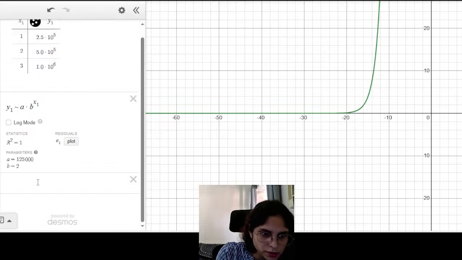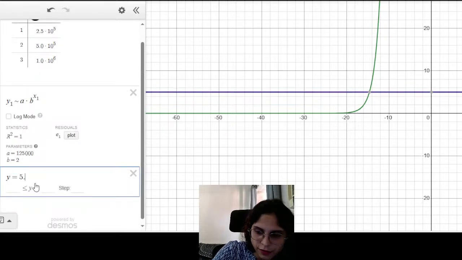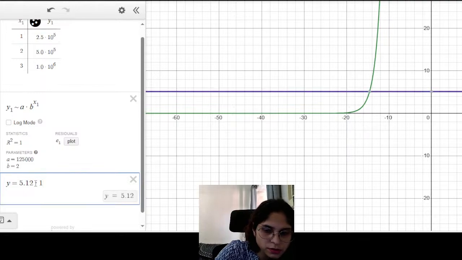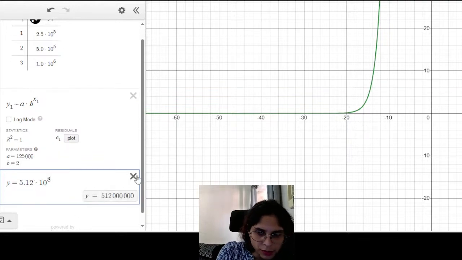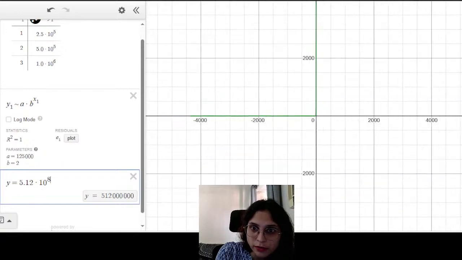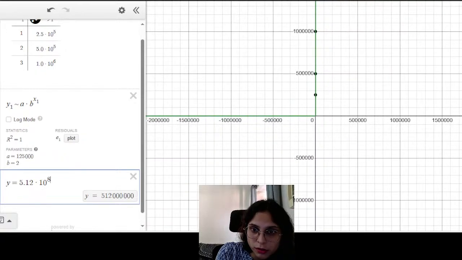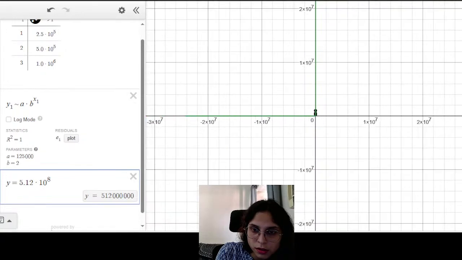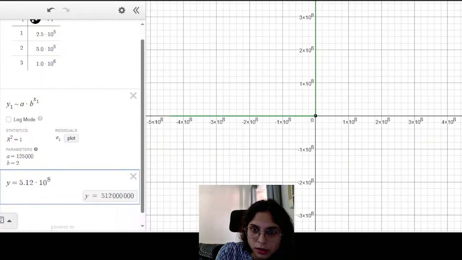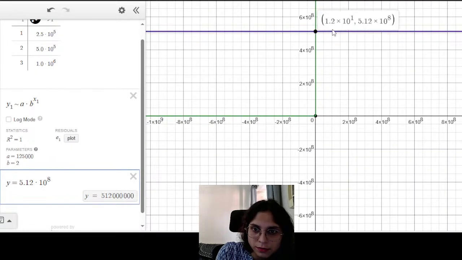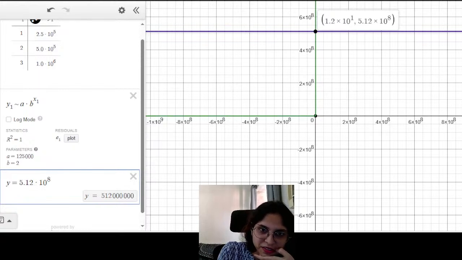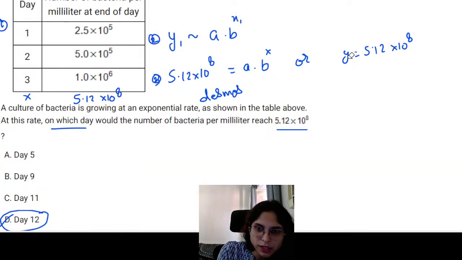Yeah, you don't need to write this. You can just write y equals 5.12 times 10 to the power 8, and then you have to go to that value, 10 to the power 8. So keep going. 1.2 times 10 to the power 1, that is 12. Okay, but over here it is easier to just do this because the value is going to be an integer. We are sure of it because we're talking about number of days. Okay, so the answer is day 12.